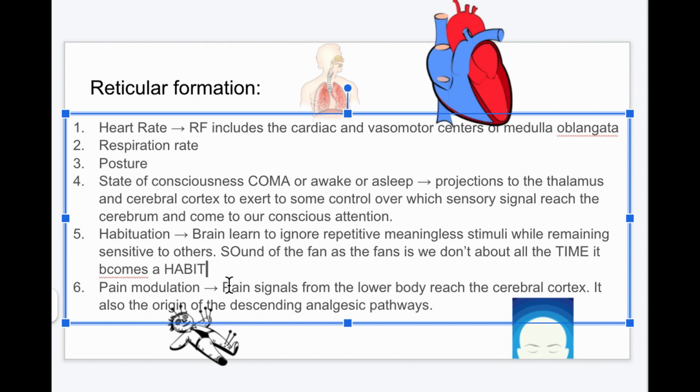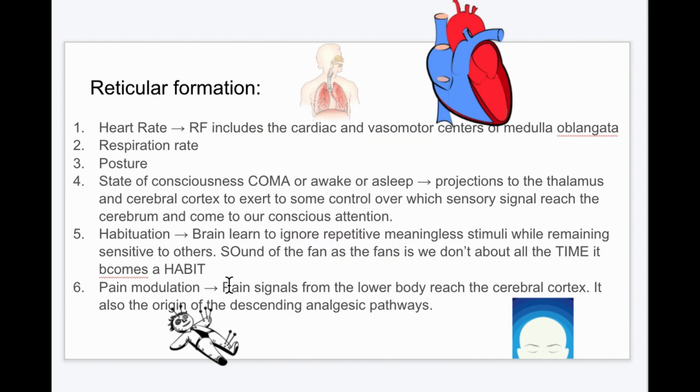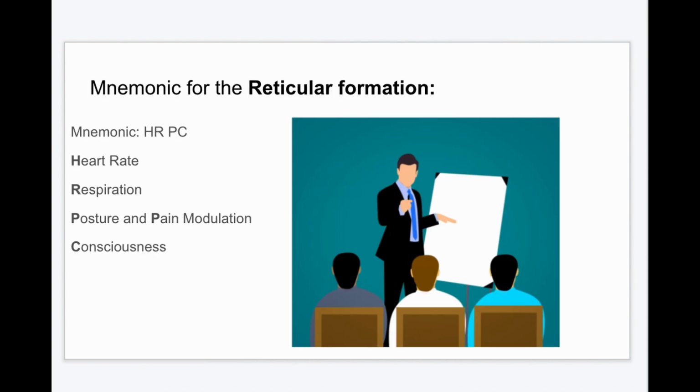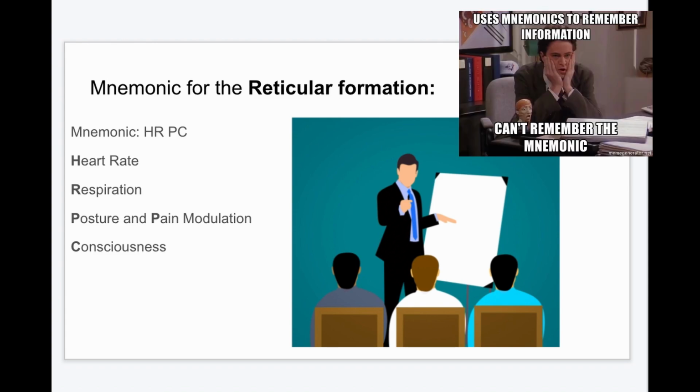The next one is going to be pain modulation. What does this one mean? It means to modulate pain, or the pain signals that are coming from the lower part of the body reach the cerebral cortex, and this is going to be the origination of the descending analgesic pathway. Here's going to be a really bomb mnemonic, and this mnemonic is going to be very good and very vital for remembering all the functions. Yes, you heard me right, all the functions.